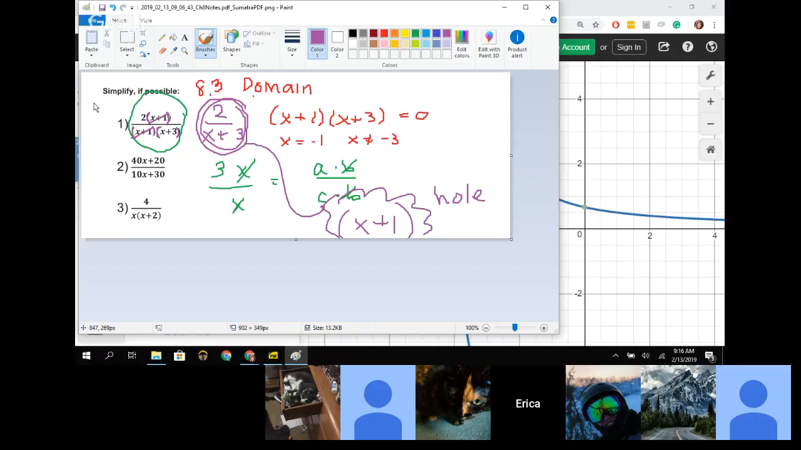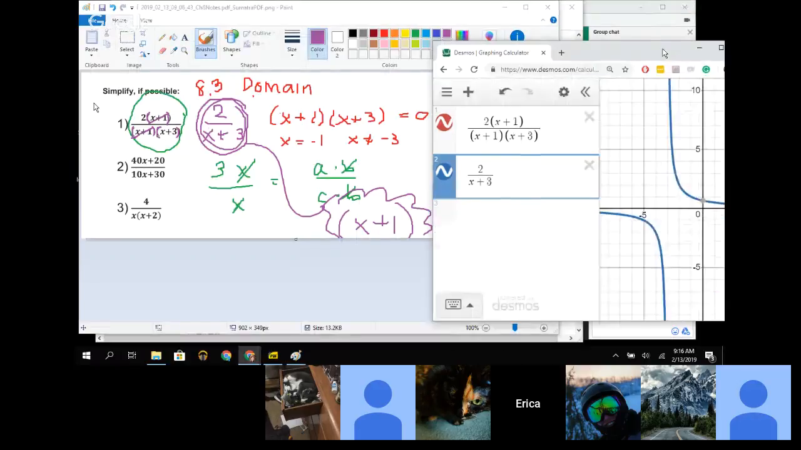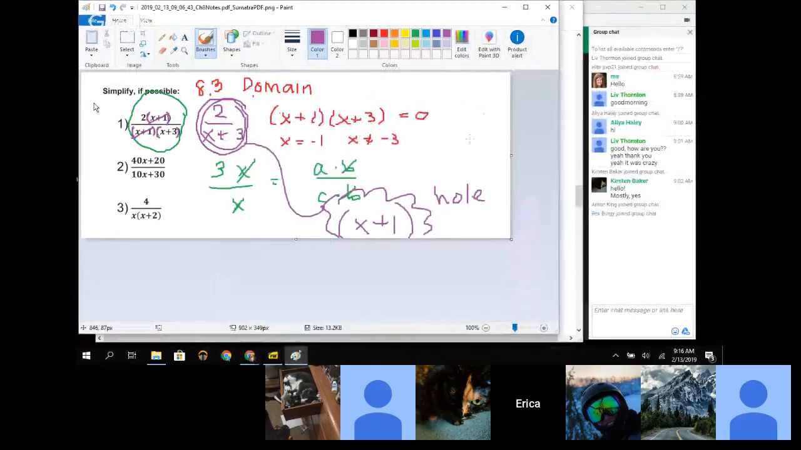Okay? Does that kind of make sense? And we'll do more examples. This is all we're going to be doing today: simplifying rational expressions.